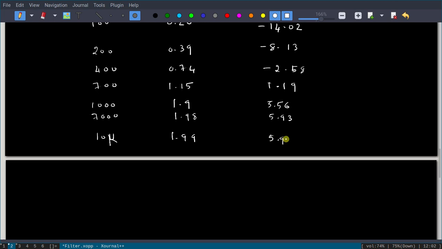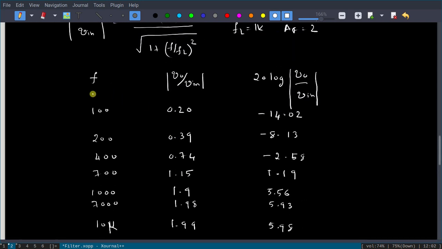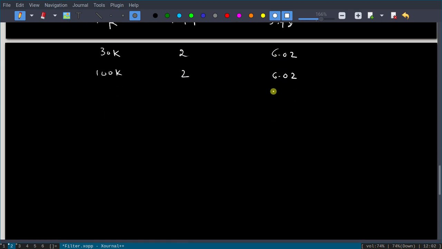And finally we will take 30k. This will be 2, and this will be 6.02. And if you take 100k, this will be 2, and this will be 6.02. Now listen to what we did. We first wrote F, then V naught by V in, then 20 log V naught by V in. Now we have to plot this.